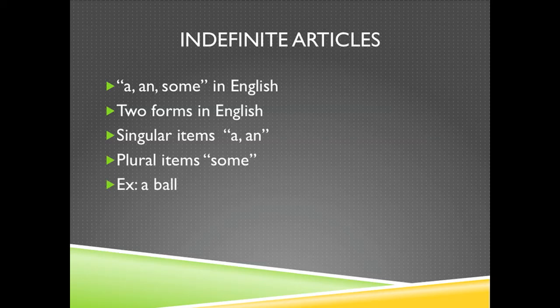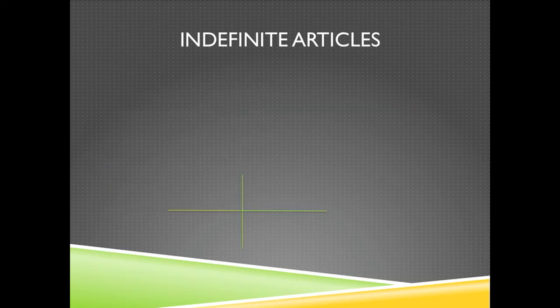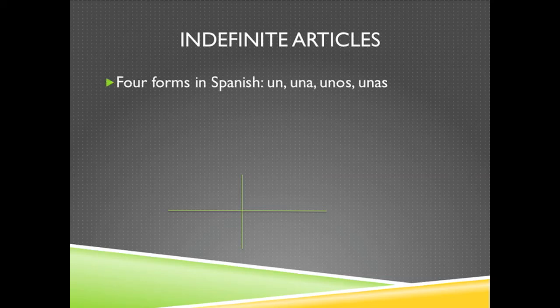So here's some other examples. A ball, some friends. So there's 4 forms in Spanish as opposed to 2 forms in English. There's 4 forms in Spanish. Un, una, unos, unas. So if you want to say a or an, you're going to use un or una. If you want to say some, then you'll need to use unos or unas.